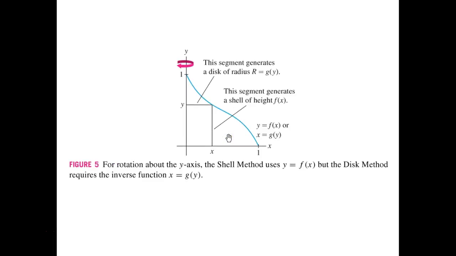But this is a good review this way. Okay? Now, when you're revolving something or rotating something around the y-axis, if you're wanting to do the disk method, you have to do your dy's, because those would be disks there. If you're doing the shell method, you do your dx's. Now, to do the disk method, if you're doing dy's, you have to change your y equal to f of x to some x equal g of y.